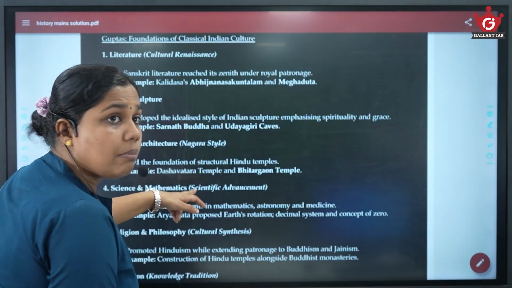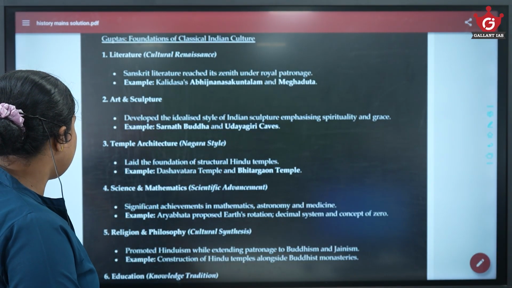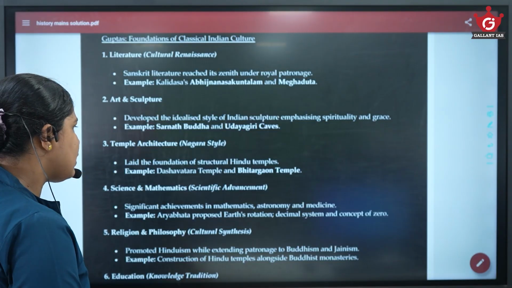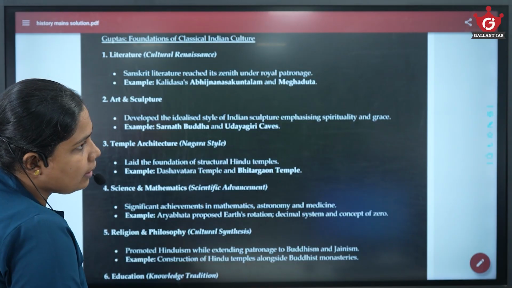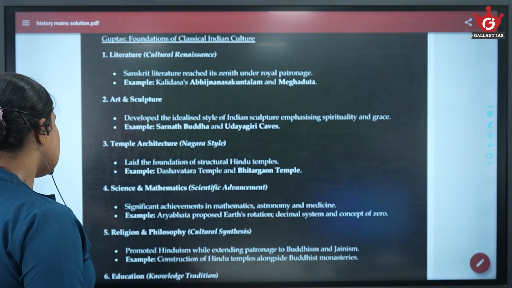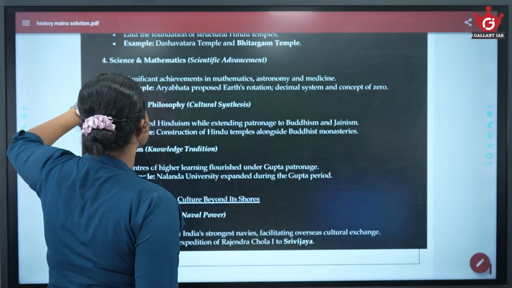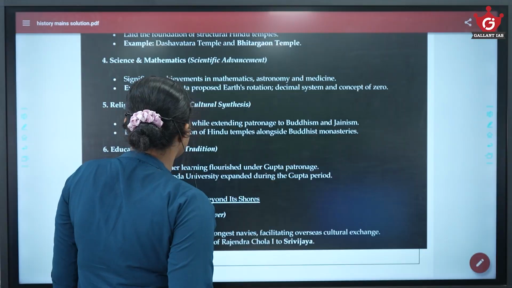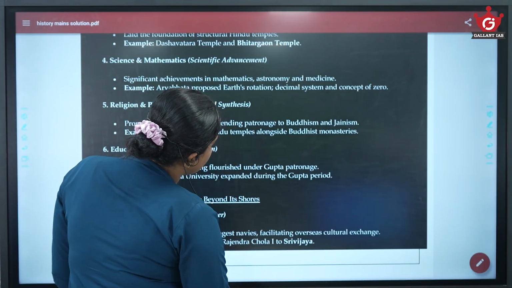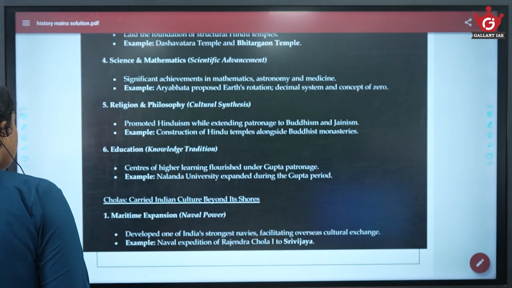Next is the scientific and maths component. You can talk about significant achievements in mathematics, astronomy. You can mention Aryabhatta, it's a good example. Next is religion and philosophy. The cultural synthesis component promoted Hinduism while extending patronage to Buddhism. You can talk about construction of temples, Buddhist monasteries, etc.